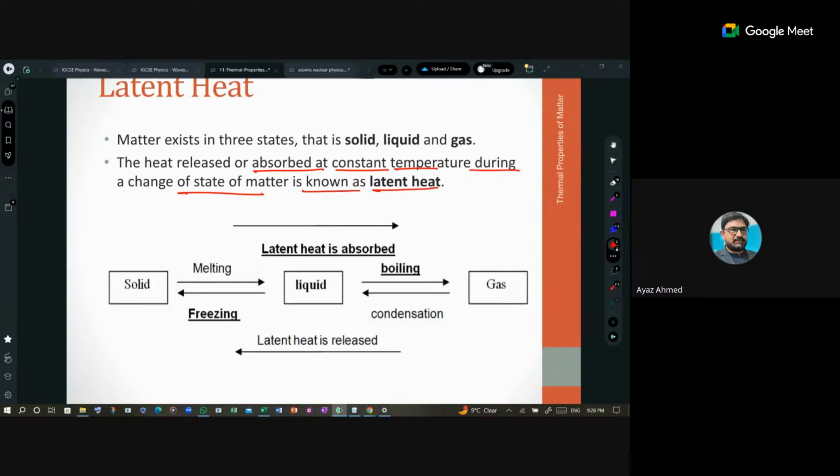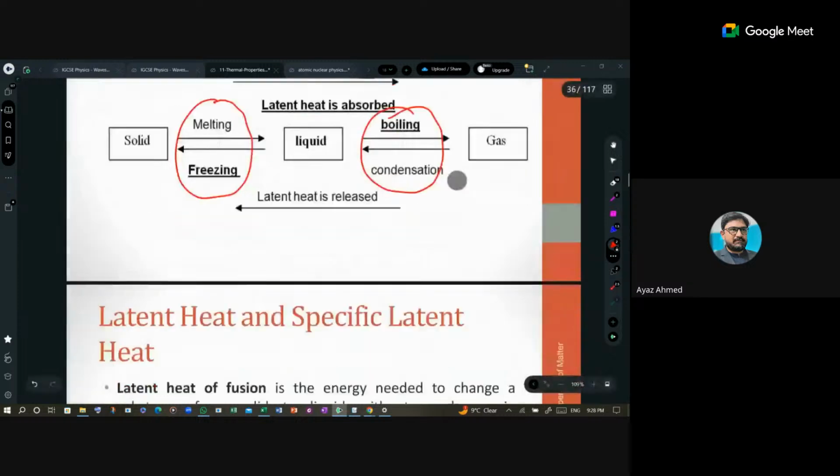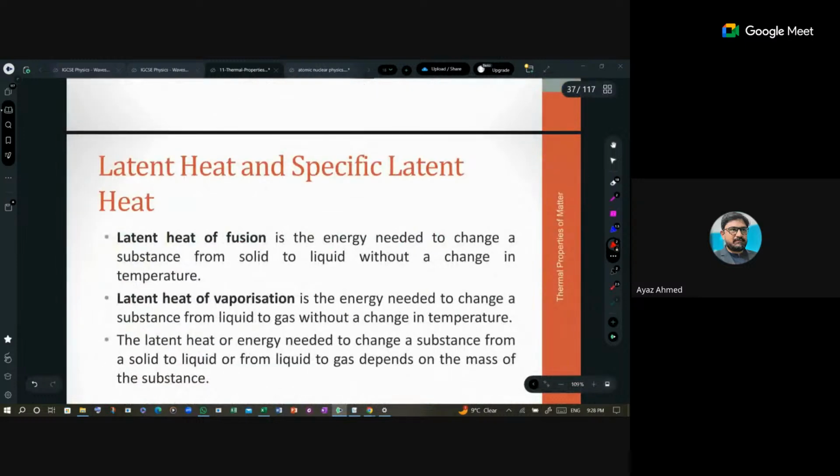So there are two types of state changes. One is between solid and liquid, and one is between liquid and gas. So that's why there would be two latent heats. One is called the latent heat of vaporization, and the other is called the latent heat of fusion. Here I will talk about the latent heat and specific latent heat.